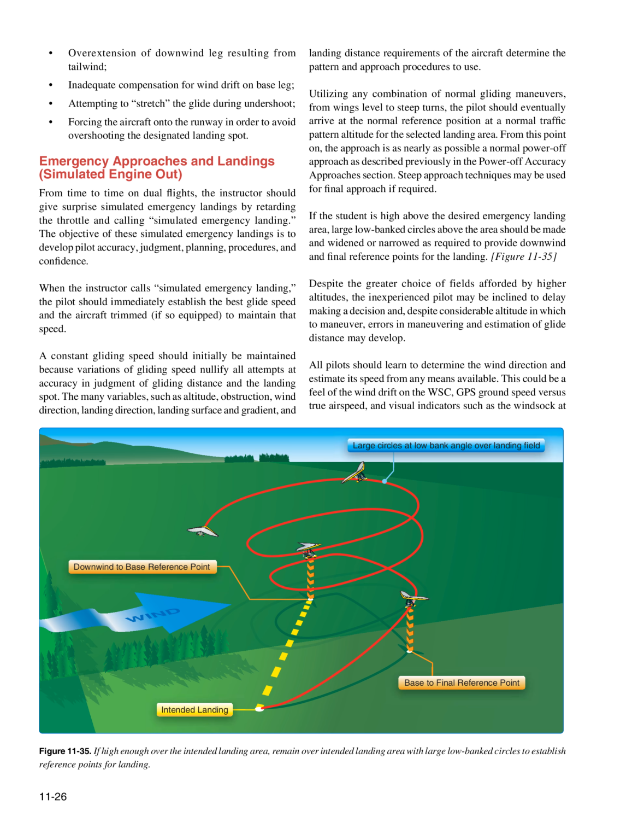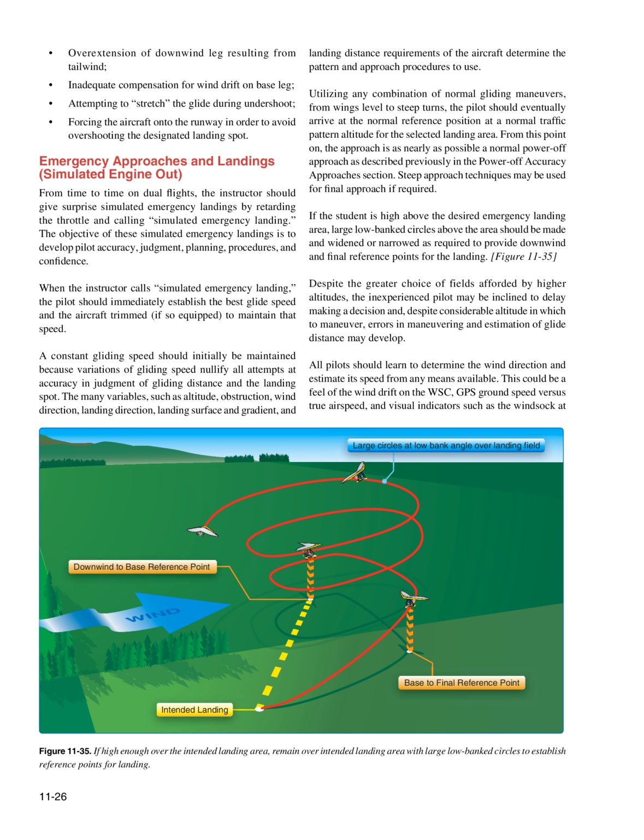Emergency approaches and landings, simulated engine out. From time to time on dual flights, the instructor should give surprise simulated emergency landings by retarding the throttle and calling simulated emergency landing. The objective of these simulated emergency landings is to develop pilot accuracy, judgment, planning, procedures, and confidence. When the instructor calls simulated emergency landing, the pilot should immediately establish the best glide speed and the aircraft trimmed, if so equipped, to maintain that speed.